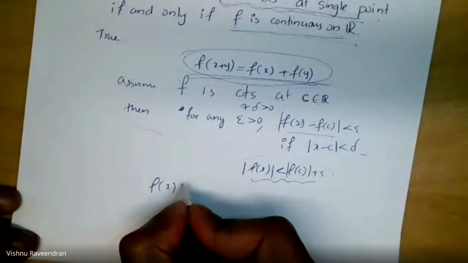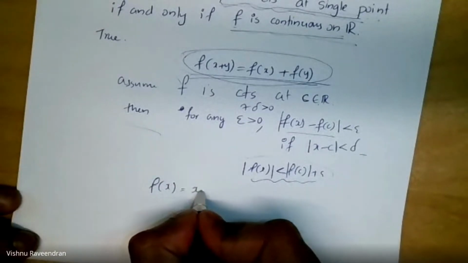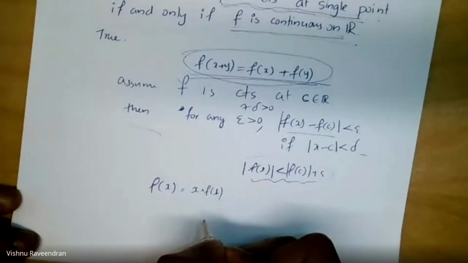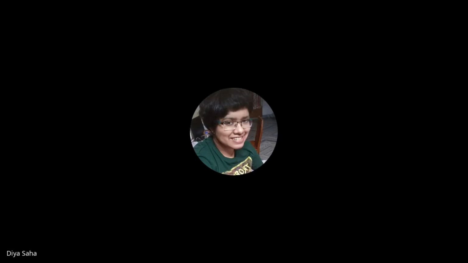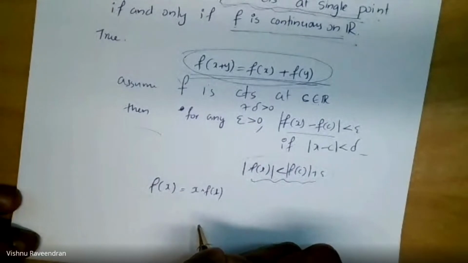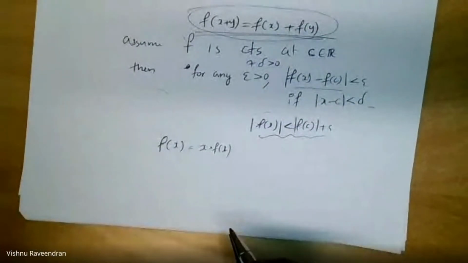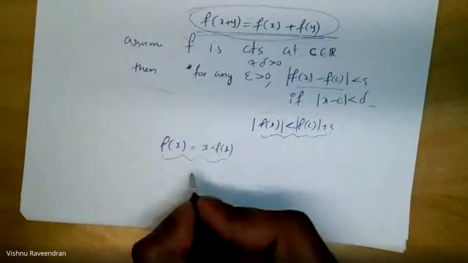Sir, we can show that f of x is equal to x into f of 1. F of x equal to x into f of 1, you mean? Yes, sir. Is it true? How do we get this? How did you get this information?